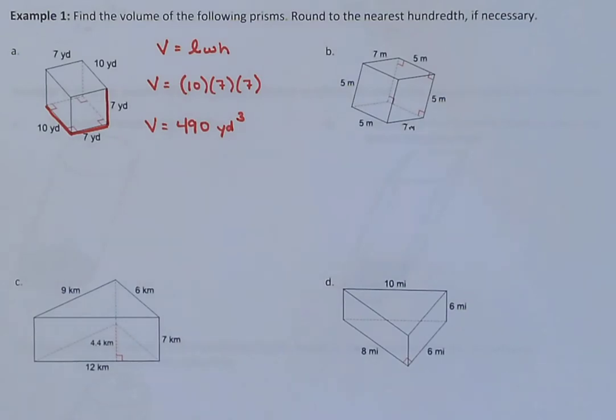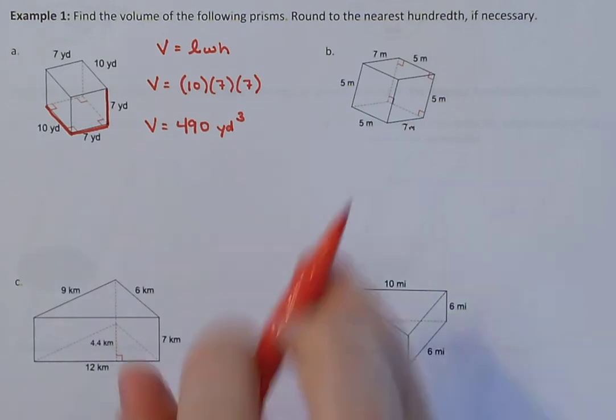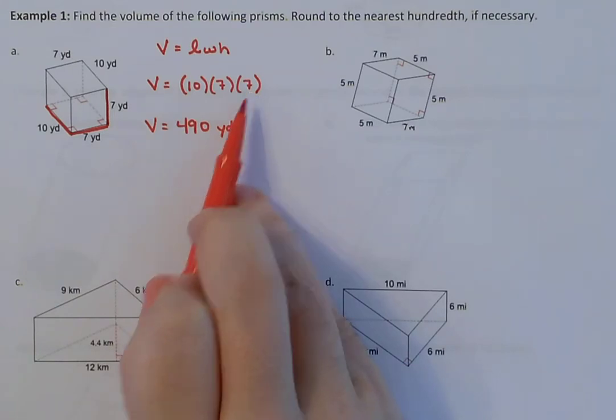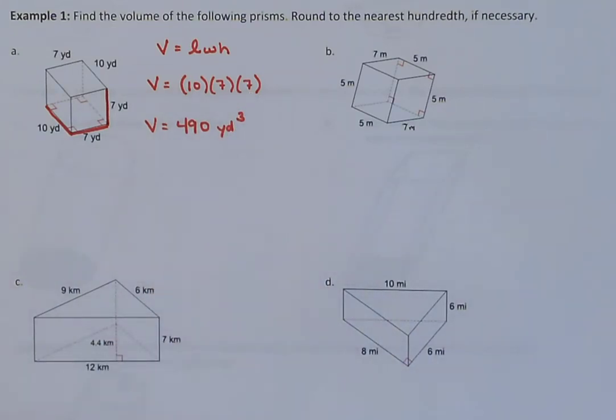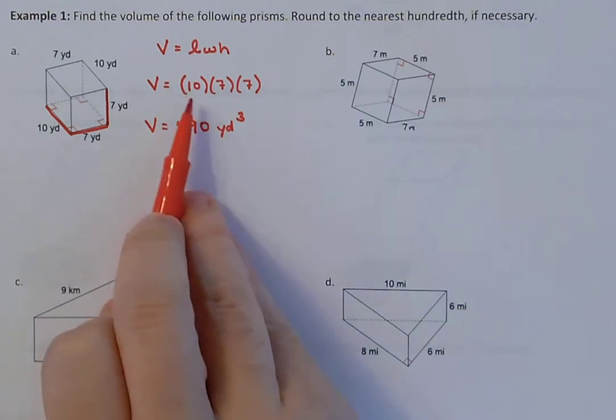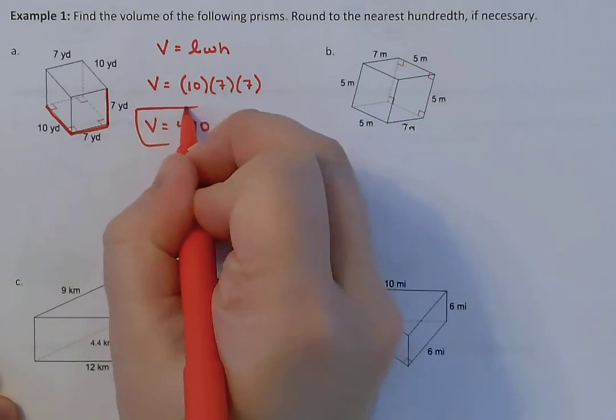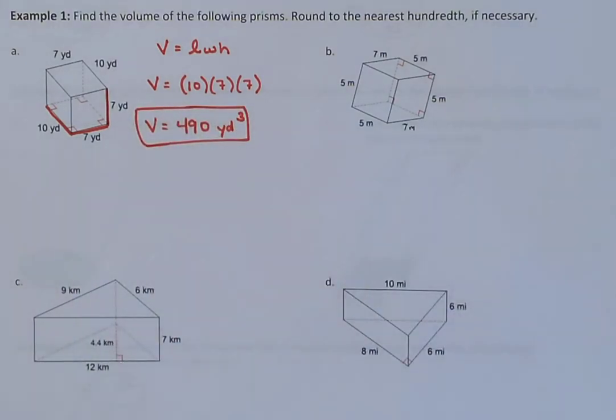Okay, when we talk about area, it's always units squared, but because we're talking volume, it's units cubed because we multiply by 3 different figures. Just like area, you're just multiplying by 2 things. Volume, you multiply by 3, so it's cubed. So the volume is 490 yards cubed. And that's how you find the volume of that rectangular prism.